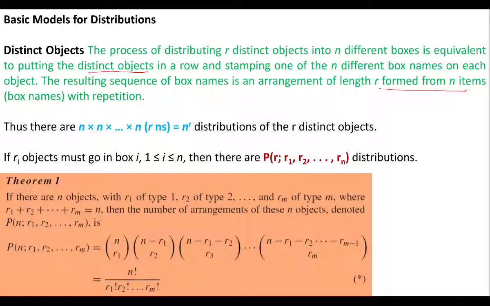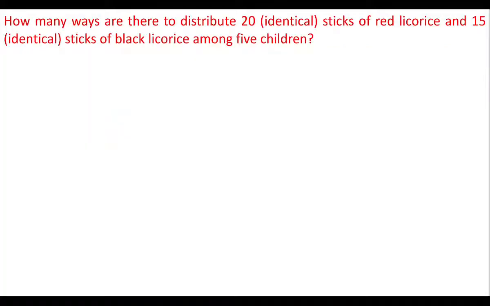And the other case is, if r_i objects must go in box i, then there are P(r; r1, r2, ..., rn) distributions. So two cases are there, and we will discuss the third case also with this problem, which says that there are 20 identical red sticks and 15 identical black sticks. In how many ways can they be distributed among 5 children?